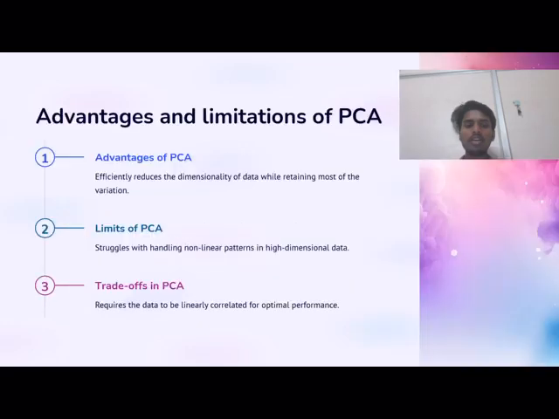So the advantages are that it efficiently reduces the dimension of the data while retaining most of the variation. So there are also the limits of the PCA. It struggles with handling non-linear patterns in the high dimensional data. And of course, there are trade-offs also in the PCA, which requires the data to be linearly correlated for optimal performance. So PCA versus other dimensionality reduction techniques.